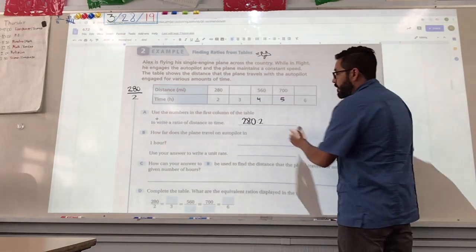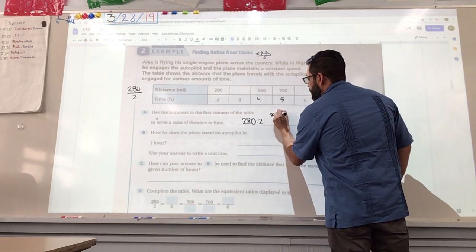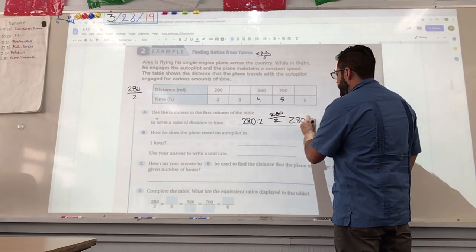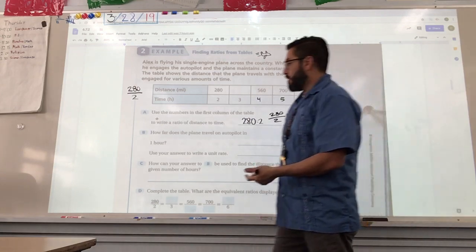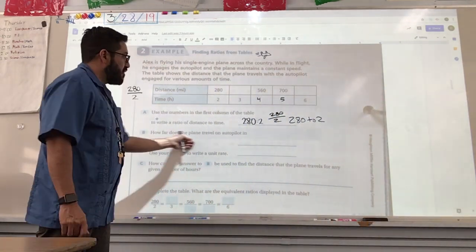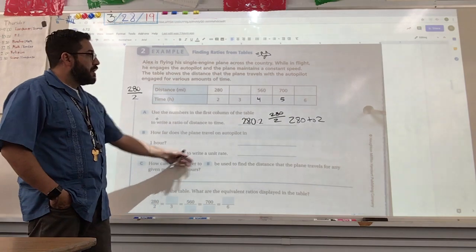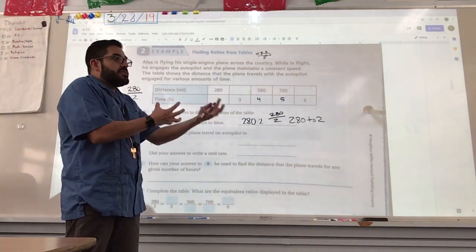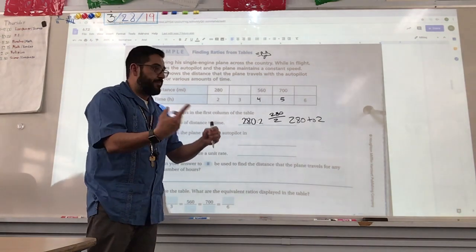280 to 2. You can write this like this, 280 to 2. Or you can write this like this, 280 to 2. I'll let you decide which one you want to do. How far does the plane travel on autopilot in 1 hour? Well, now we need to find the unit rate of that. Remember, the unit rate is how much of something do we have for every 1 unit, okay?